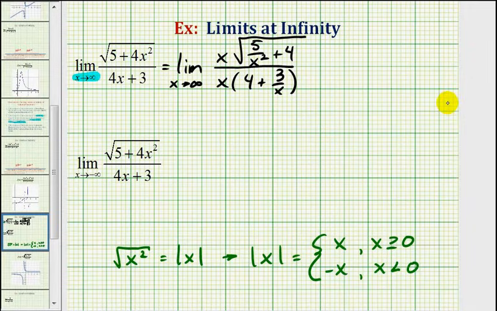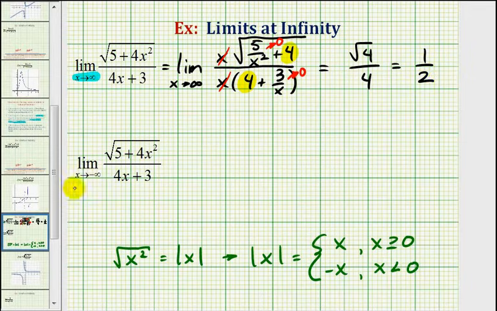Now that we have this in factored form, x over x simplifies to 1. And now we'll see what happens to each term as x approaches infinity. Well, 5 divided by x squared would approach 0 as x approaches infinity. Notice how this 4 and this 4 are not affected by x, and 3 divided by x would approach 0. So we're left with a numerator of square root 4 and a denominator of 4. Well, the square root of 4 is equal to 2. 2/4 is equal to 1/2. So this first limit is equal to positive 1/2.